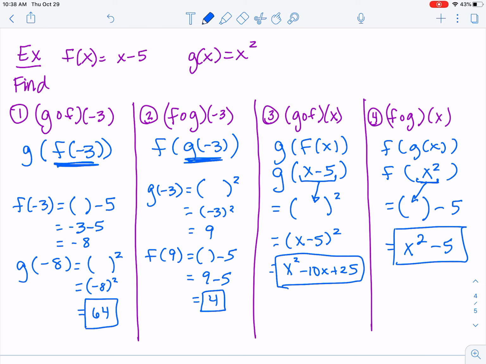Notice, when I do the composites in both directions, it is not commutative. I'm not going to get the same answer.